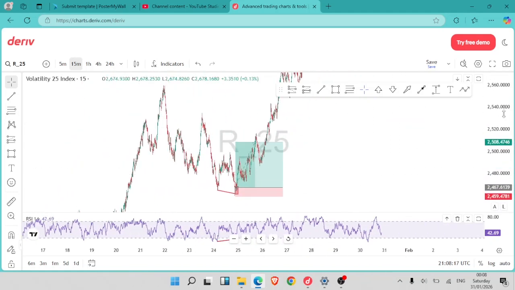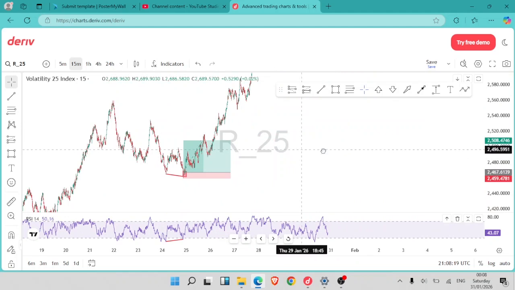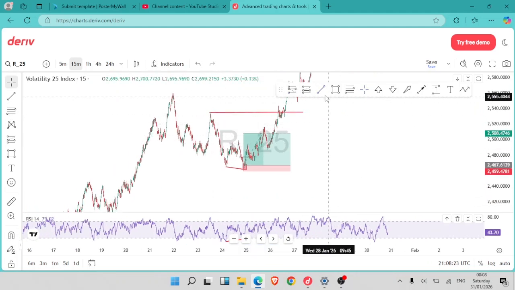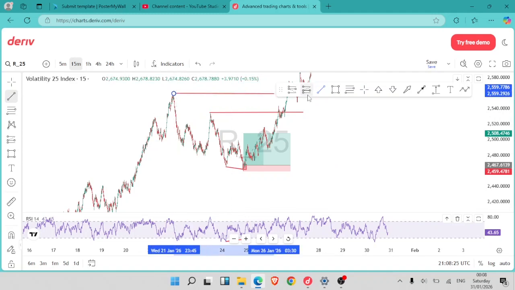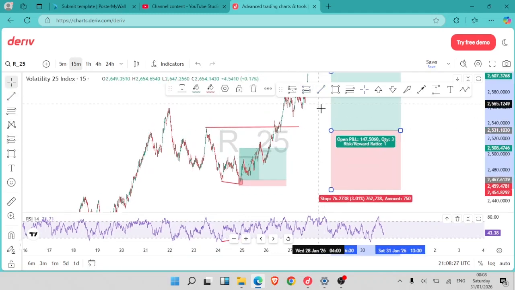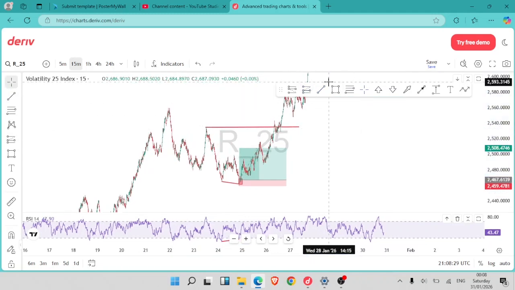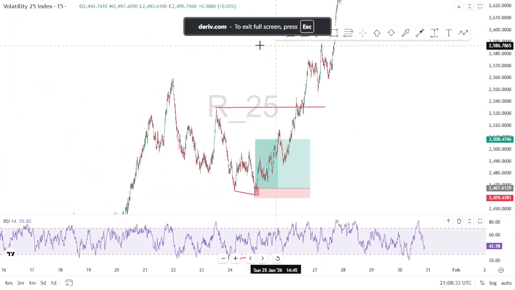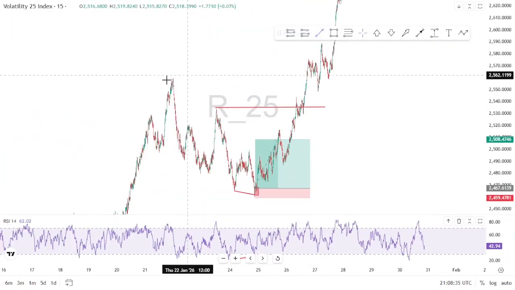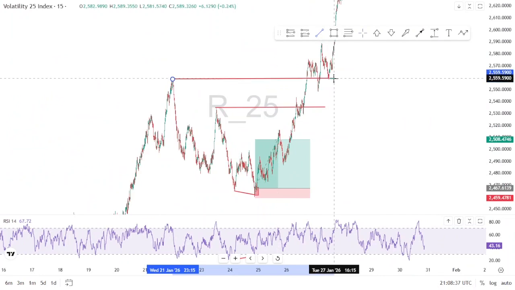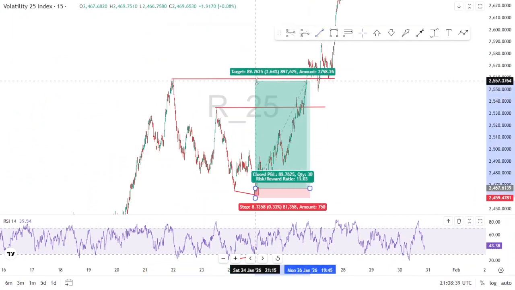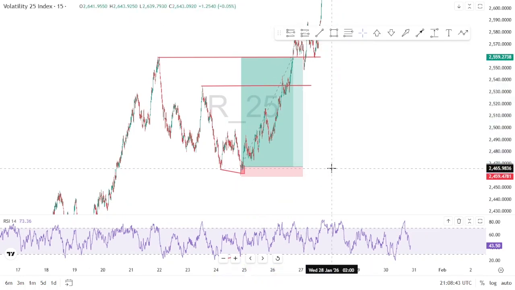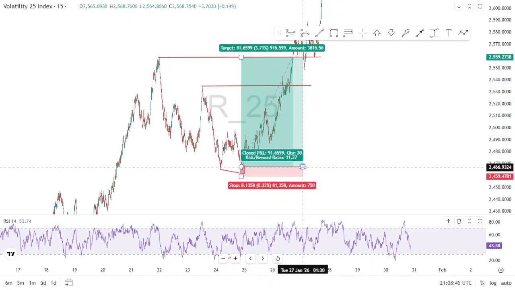Or if you choose to use market structure to get your take profits, you can take your first take profit here and your second take profit here, and second take profit at this level. And when you look at this, you see you easily got almost a risk to reward ratio of 11.27R.